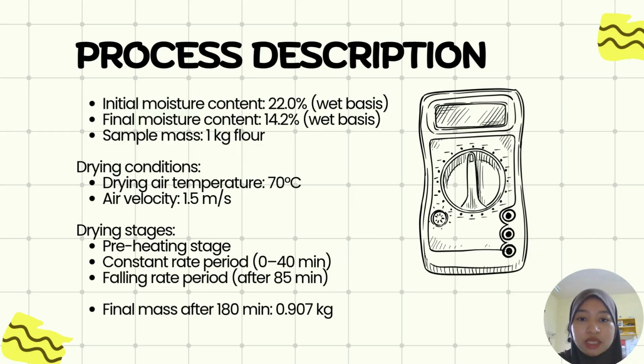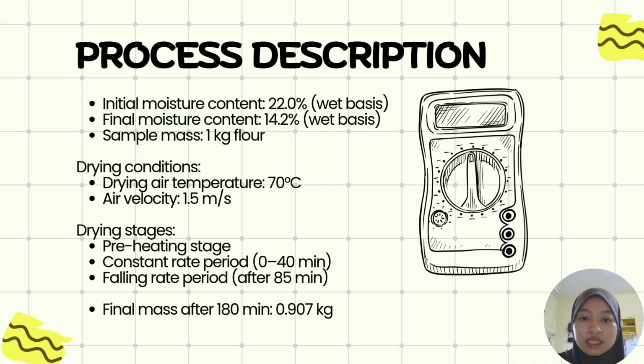This drying process involves simultaneous heat and mass transfer to reduce the moisture content of flour from 20% to a stable level of 40.2%. Initially, 1 kg of flour is packed in a thin layer to increase the surface area for drying. During the preheating stage, the flour is exposed to a steady hot airflow at 70 degrees Celsius with an air velocity of 1.5 meters per second.